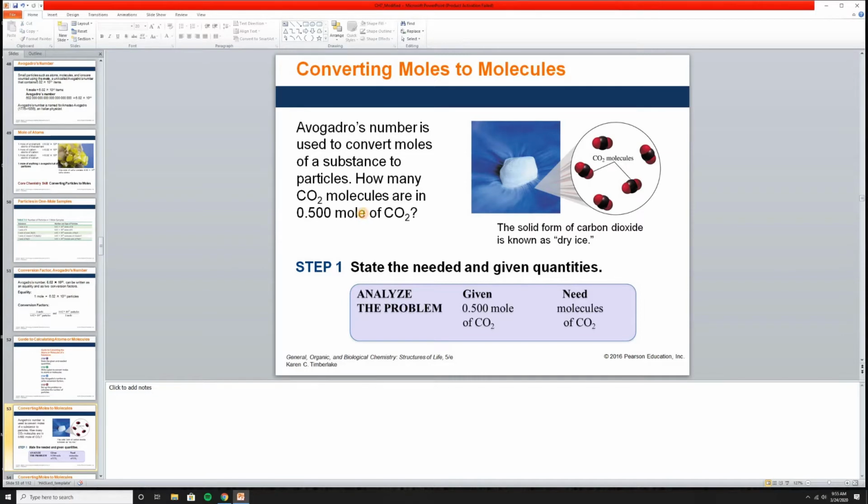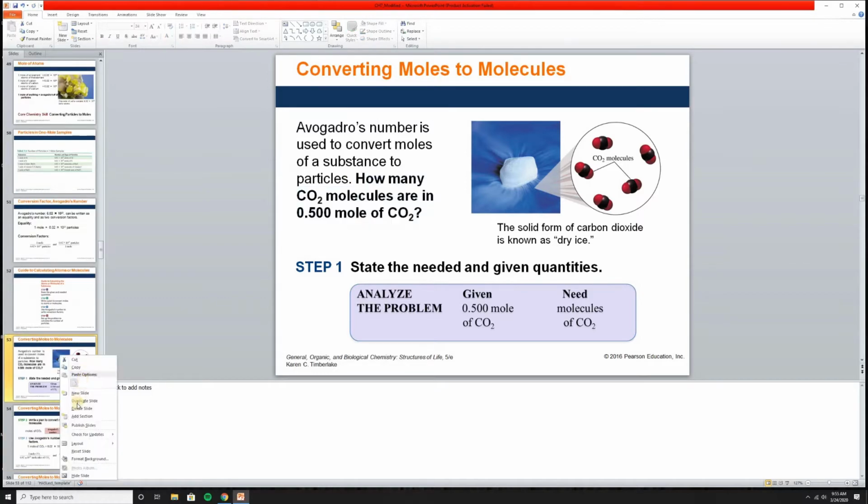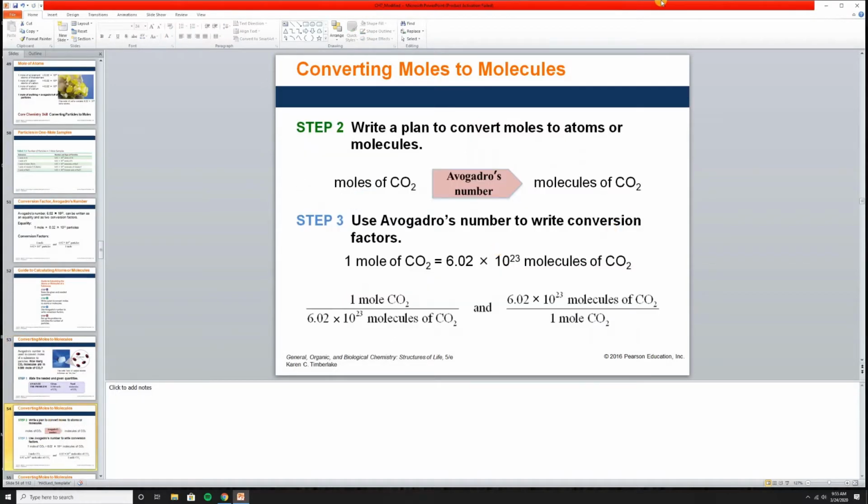Okay, let's do this one. So you have how many CO2 molecules are in 0.5 moles of CO2? 0.5 mole of CO2. All right, so that's the question we're doing. All right, so let's take a look. All right, so now what we need is we're looking for how many particles or how many molecules of CO2 are in 0.5 moles. So what do we have? We have the conversion factor. We have the conversion factor of 1 mole of CO2 is equal to Avogadro's number of molecules of CO2.